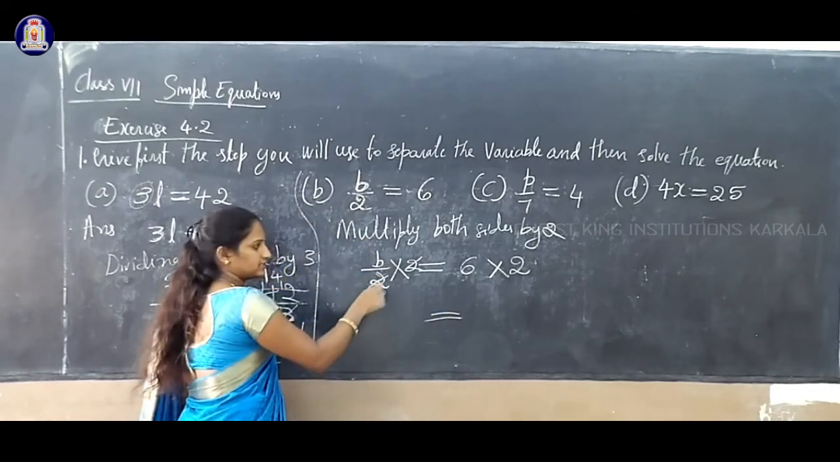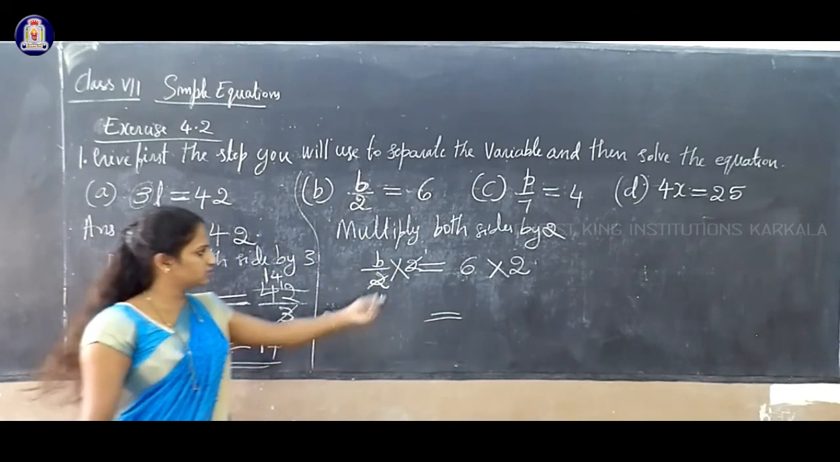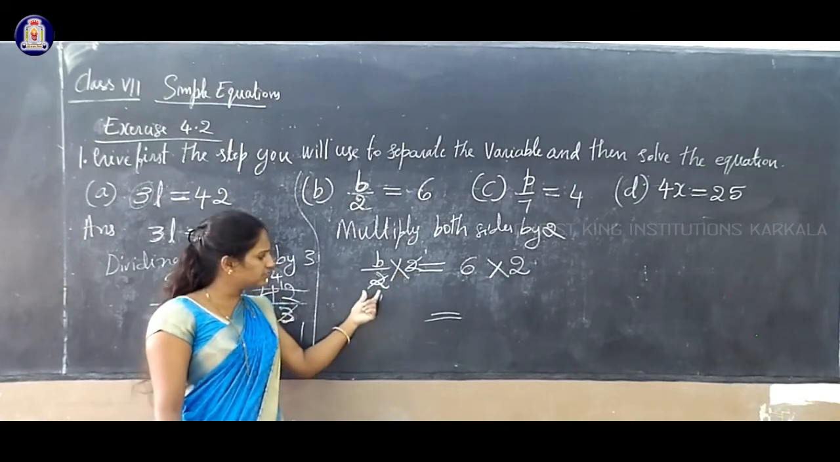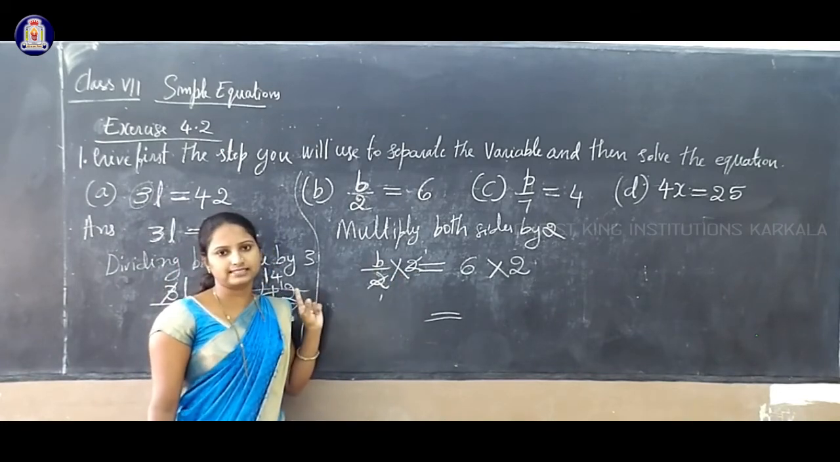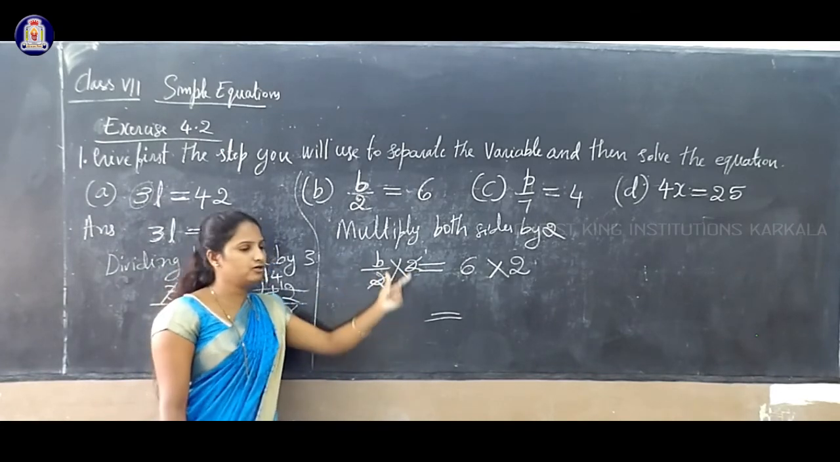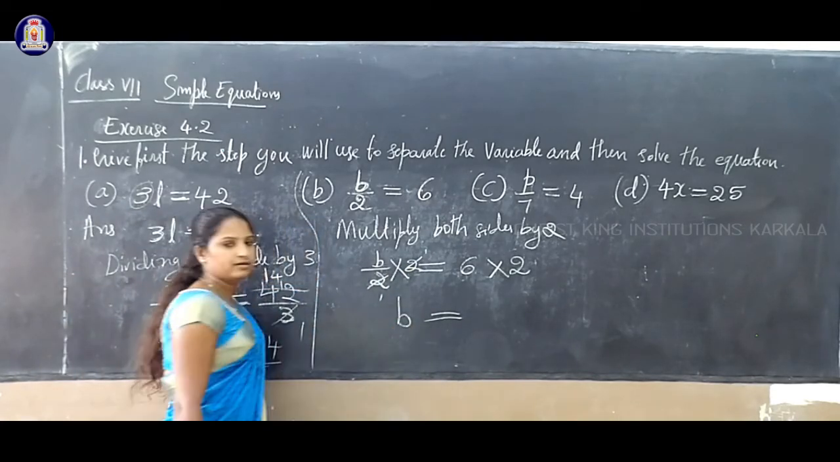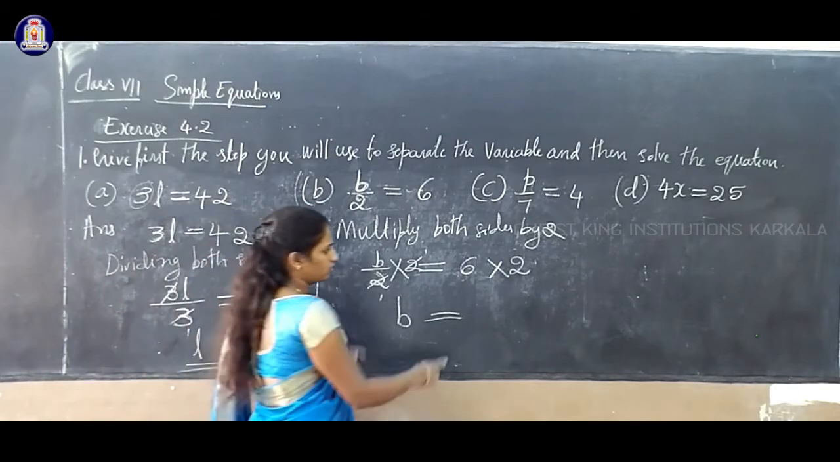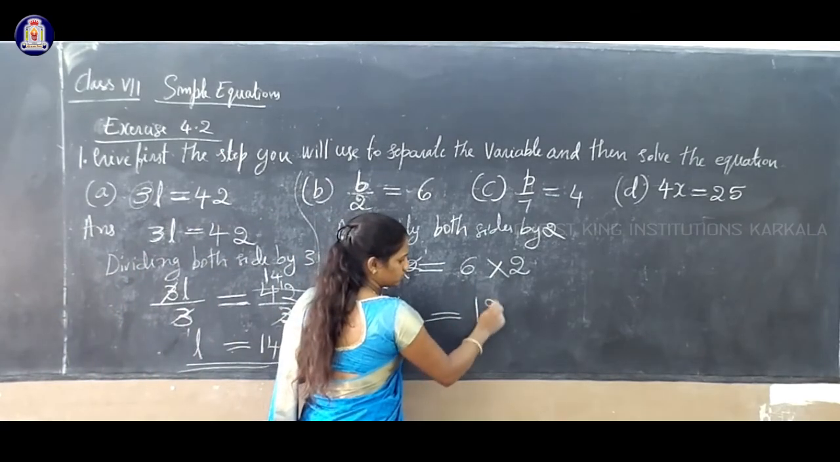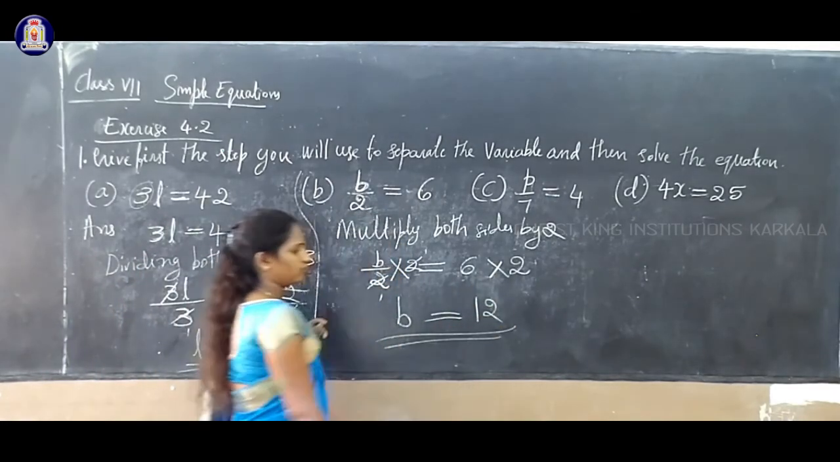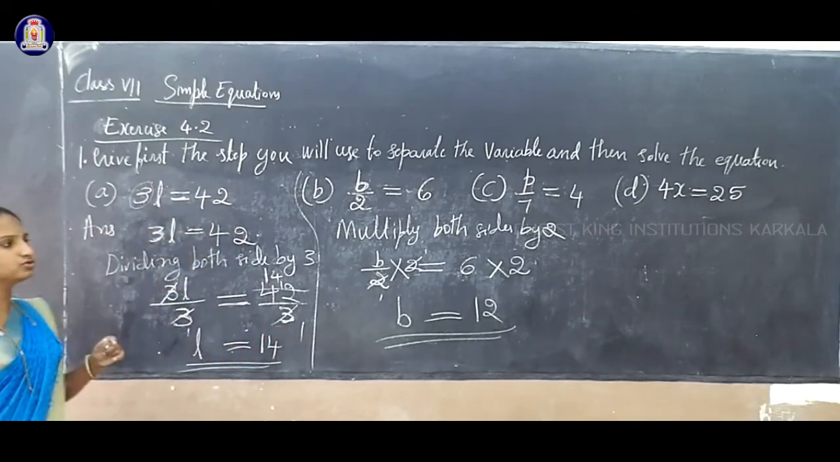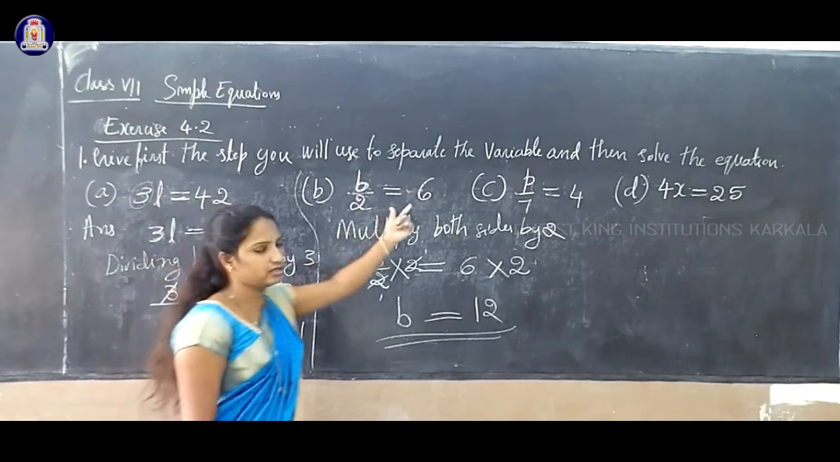Correct? Actually this 2 is in the numerator and this is in the denominator, so we can cancel this. Clear? 2 ones are 2, ones are. So what is remaining? Remaining is B. So B is equal to 6 twos are 12. Therefore the value of B is 12. So B is equal to 12 is the solution to this equation.